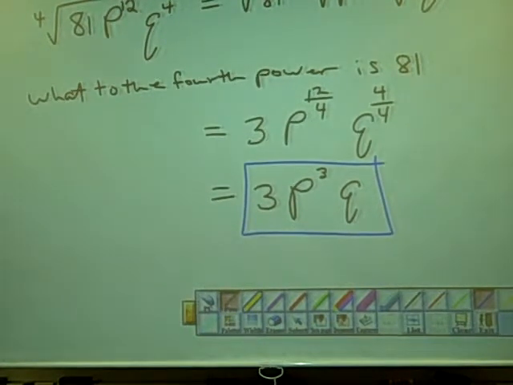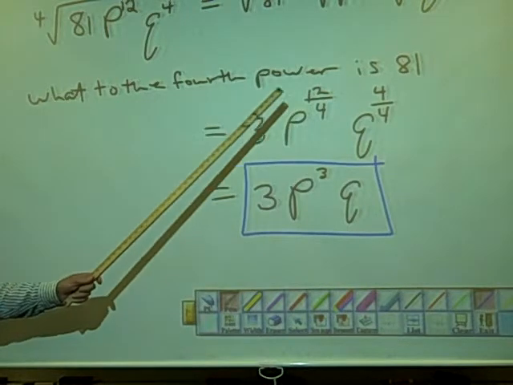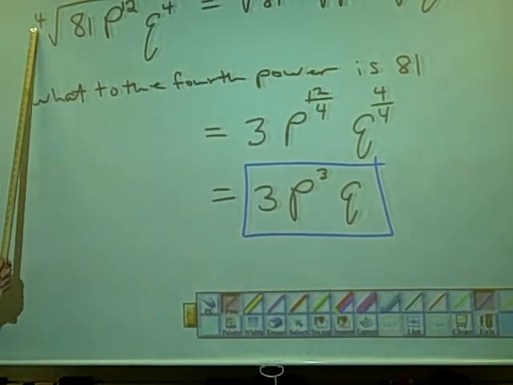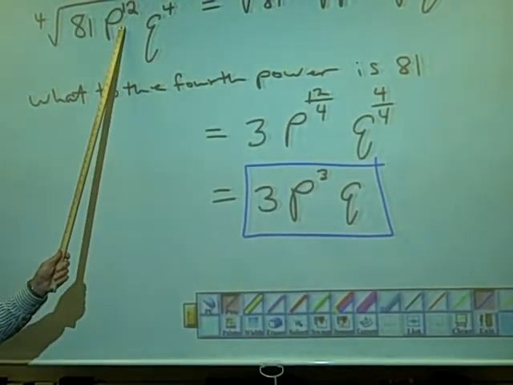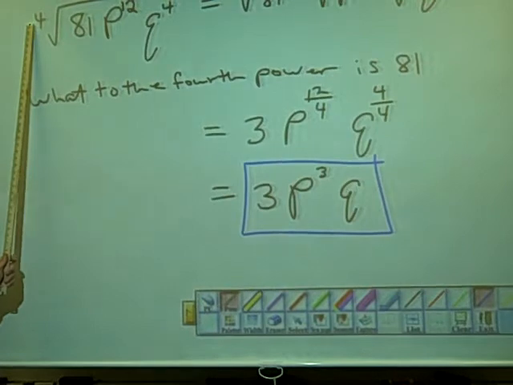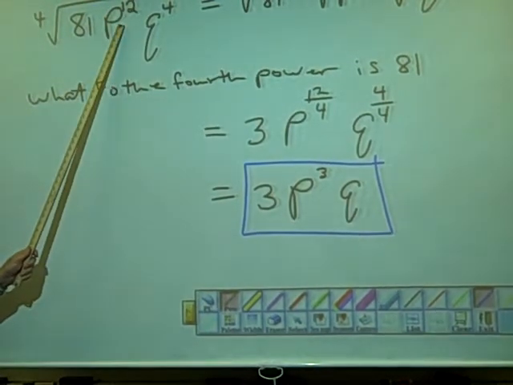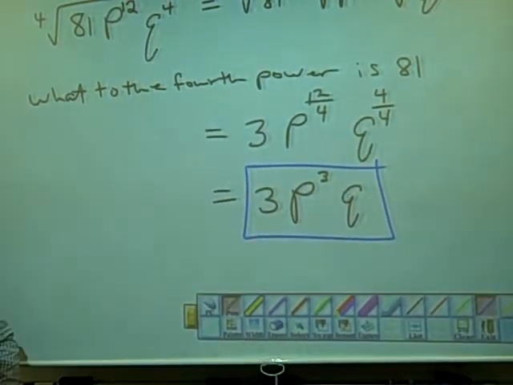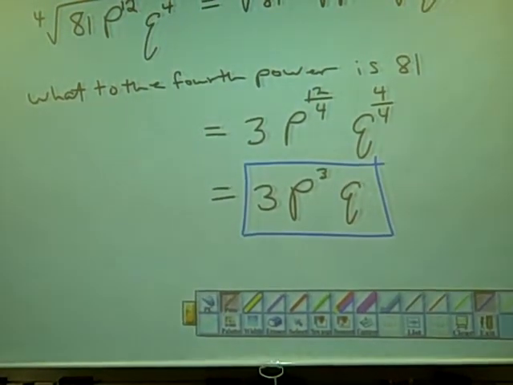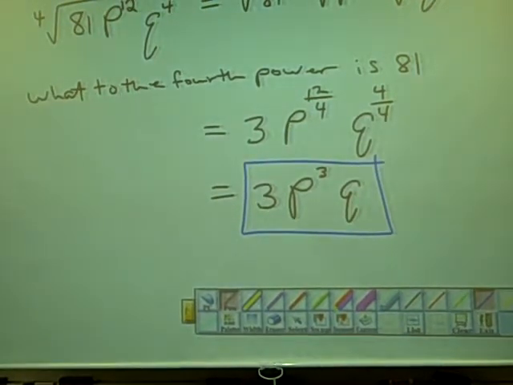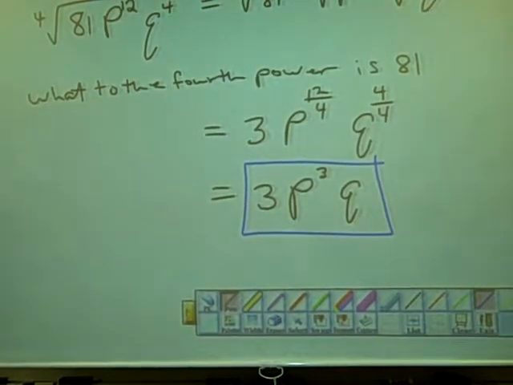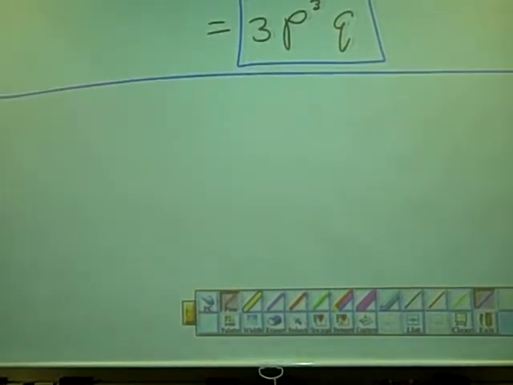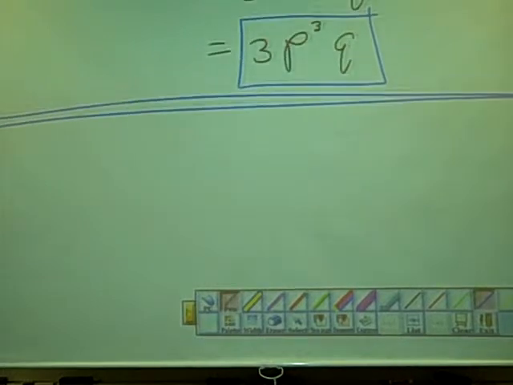So you don't necessarily have to split it like this. You want to think in terms of 12 divided by 4, it's p to the third. 4 divided by 4, that's going to be q to the first. So you can do that mentally in your head without any problem, and it shouldn't present too much of a problem. Okay? Alright, questions with that?